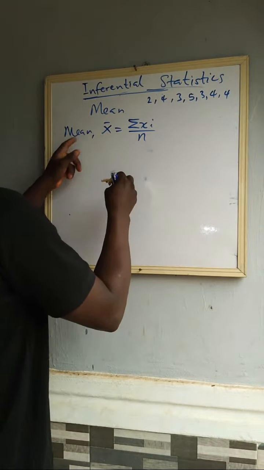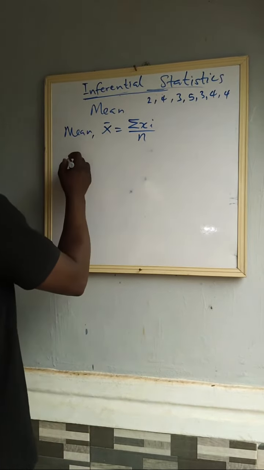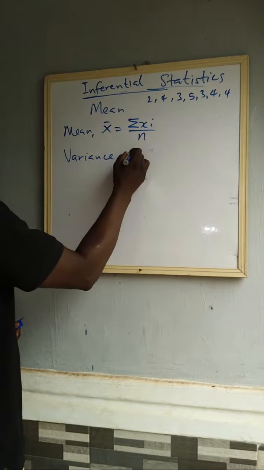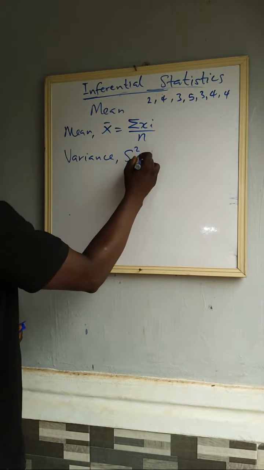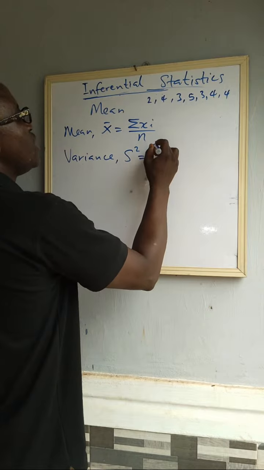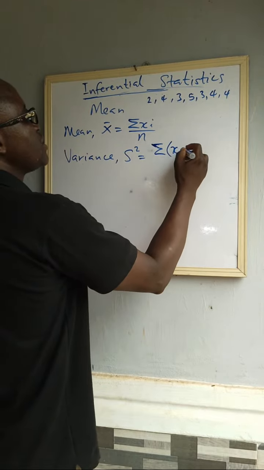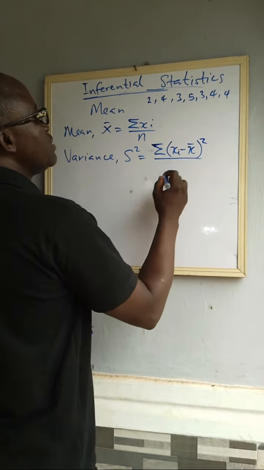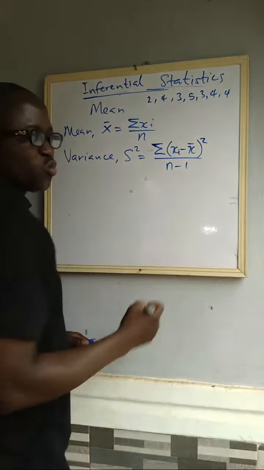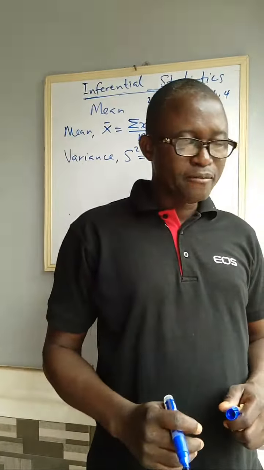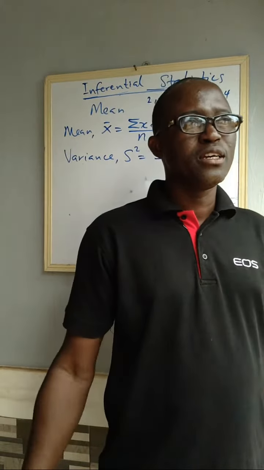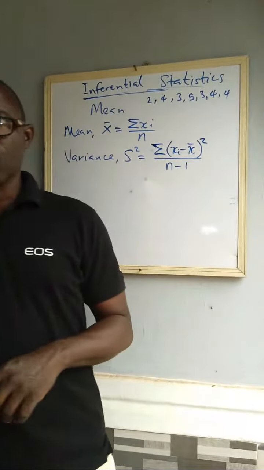Okay, this is a formula for calculating mean, and for variance, variance is represented as s squared. Variance, s squared, equals the summation of (x i minus x bar) squared divided by n minus 1. That is the formula here. That is the formula for variance. So we determine variance by this formula.